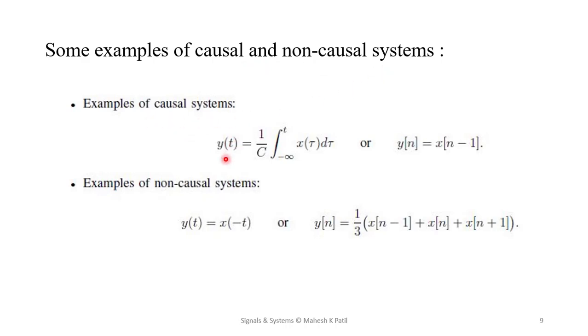You can observe here, y of t is equal to 1 by c integration from minus infinity to t of x of t dt, or y of n is equal to x of n minus 1. For the non-causal system, you can observe this example, y of t is equal to x of minus t, or y of n is equal to 1 by 3 times x of n minus 1 plus x of n plus x of n plus 1, meaning the output is dependent on the future values also.